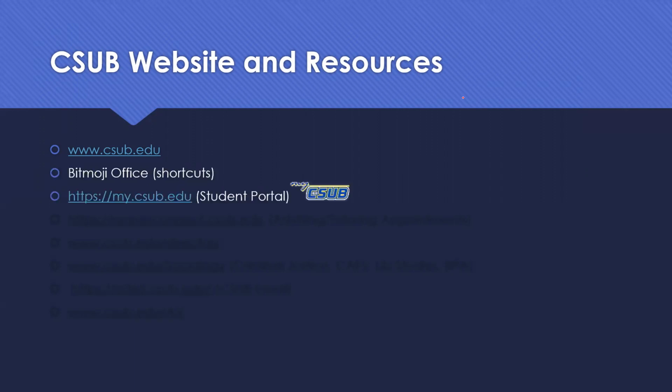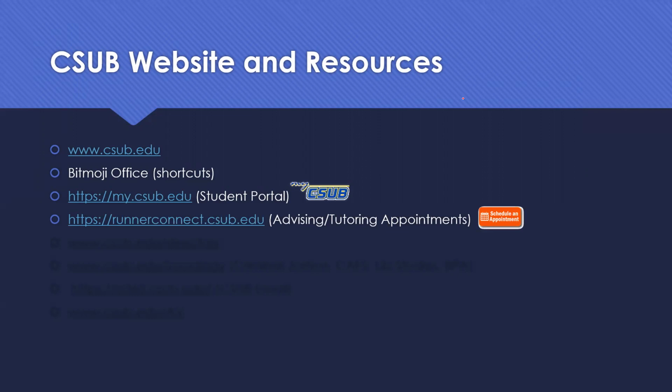Website and resources. A lot of resources are available online. Your main go-to website is always going to be csub.edu because that is the university's website. But I do have quite a few shortcuts in my little Bitmoji office in case you need them. You can also save these websites into your browser as favorites so that you don't have to look for them anymore. For example, my.csub.edu is your student portal. You can see it in my Bitmoji office with that icon, my CSUB. Runner Connect is the platform we use for all appointments, advising, and tutoring. You can add runnerconnect.csub.edu or look for the little schedule an appointment icon in my office.